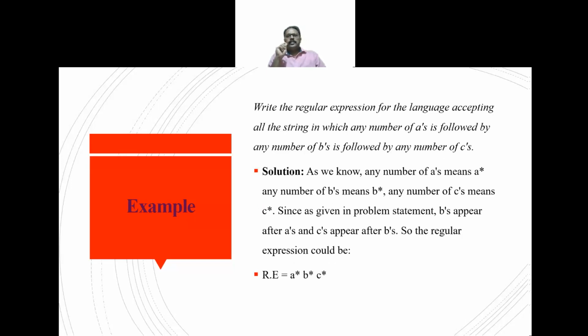Then consider another statement. Write the regular expression for the language accepting all the strings in which any number of A's is followed by any number of B's and it is followed by any number of C's. Three alphabets A, B and C of any number. Any number is star. Any number of A is A star. Any number of B is B star. Any number of C is C star. Then the regular expression will be A* B* C*.